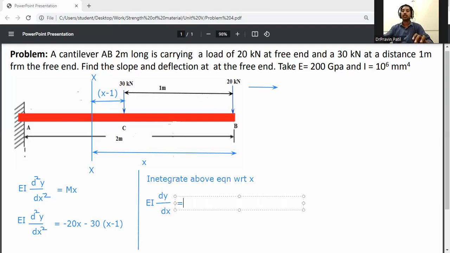EI dy/dx is equal to the integration of minus 20x, so it will be minus 20 into the integration of x, which is x²/2, then minus 30(x minus 1), whose integration is (x minus 1)²/2, plus C1, the constant. So just simplify this equation.